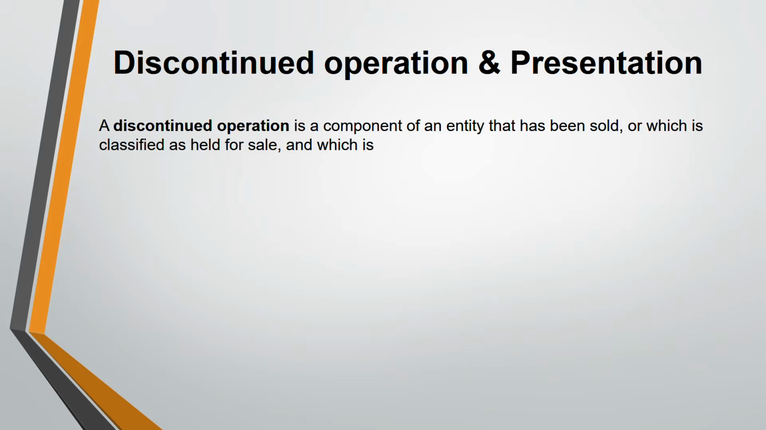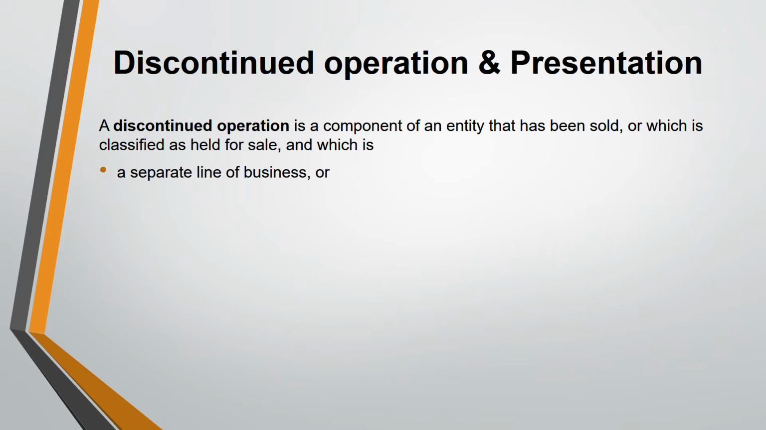A discontinued operation is a component of an entity, a part of an entity that has been sold or which is classified as held for sale. Either you have sold it, or you didn't sell it but it is classified as held for sale. That means you are going to sell it, and it meets all the criteria to be held for sale. So that is known as a discontinued operation. You are going to discontinue that operation, not going to continue anymore with that operation.